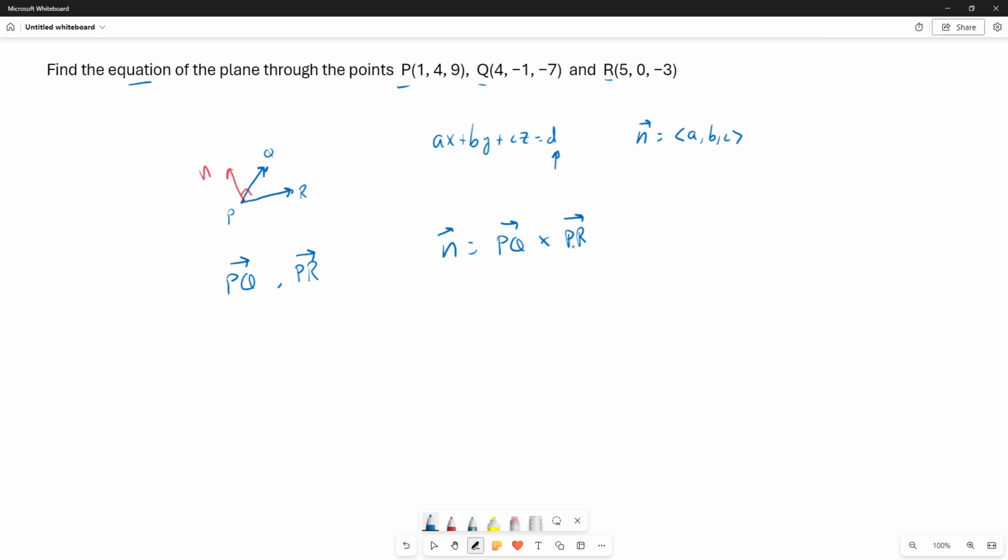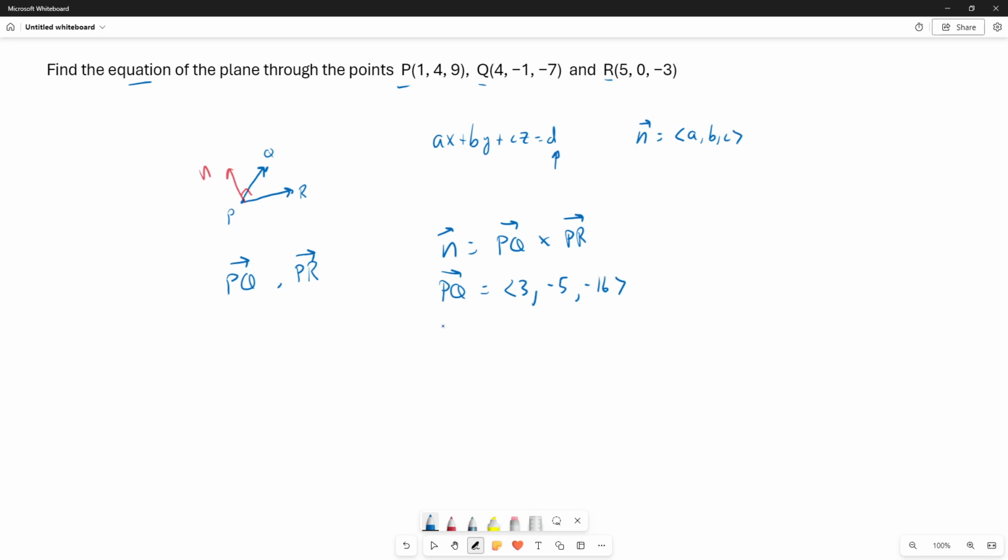And we could have used other vectors here as long as we use these points P, Q, and R. We could have used QP and QR, for example, or RQ, RP. But PQ, PR is fine. So the vector PQ is the vector (4 minus 1), (-1 minus 4), (-7 minus 9).